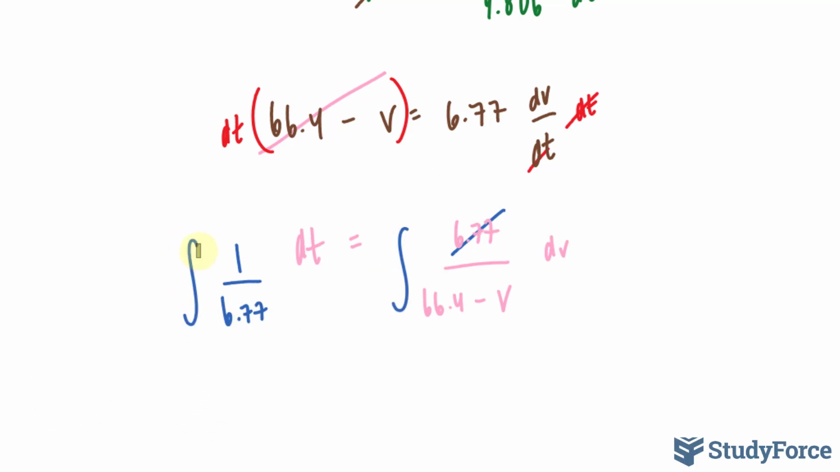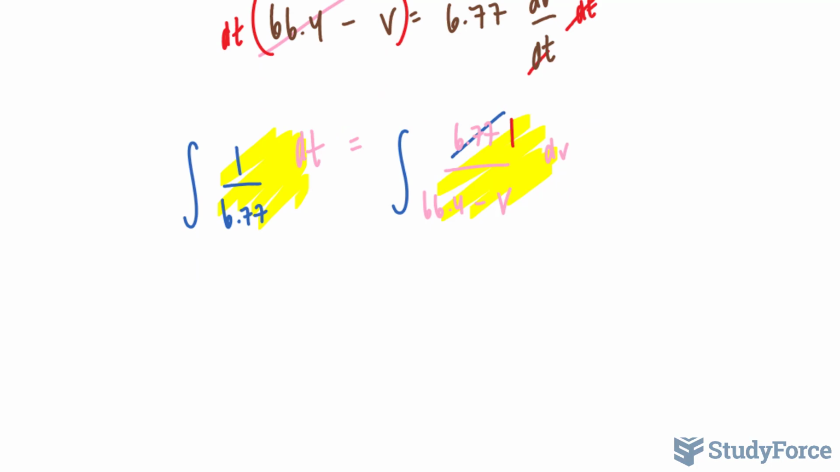And I'll highlight what it is that I'm integrating. I'm integrating the following with respect to t. And on the right side, I'm integrating, there should be a 1 here, 1 over 66.4 minus v with respect to v. The left side is easy. Our answer becomes simply t over 6.77 because I'll pull this out and integrating 1 is simply t.